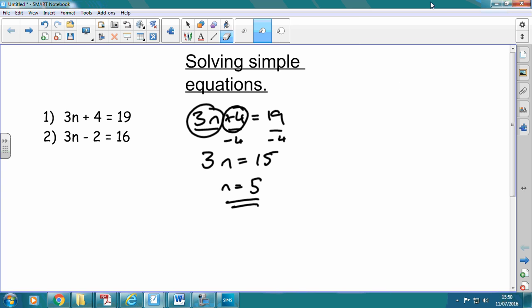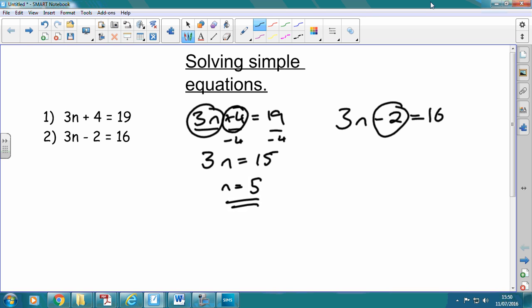The next one is 3n minus 2 equals 16. So again, what we've got to do is get rid of this plus or minus thing. So let's get rid of the minus 2. If we were to cover up that 3n with a splodge, something take away 2 makes 16. So we do the opposite, and we get 18. So again, we could either do the splodge thing and think that 18 take away 2 is 16, or we could do the opposite to the other side. So we add 2 onto this, and we get 18.